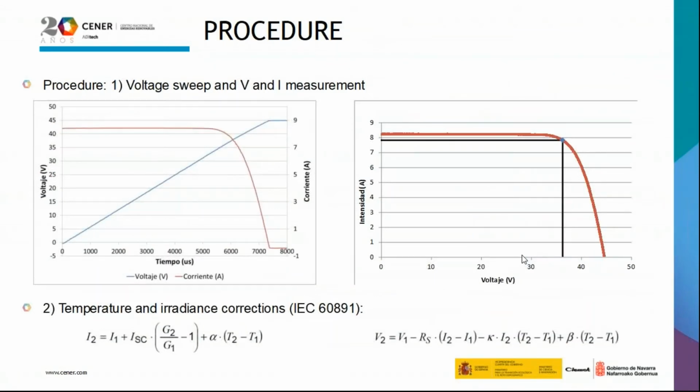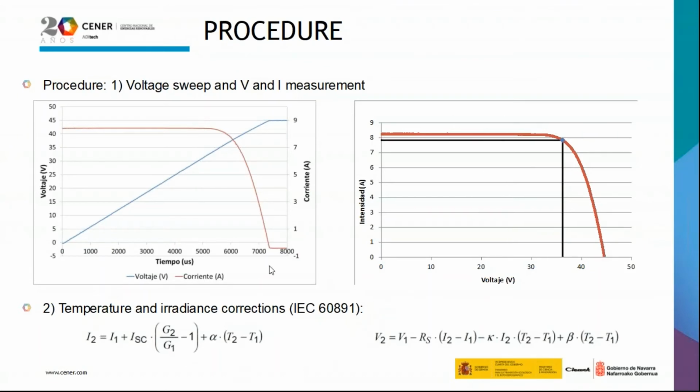So which is the procedure? Well, I have mentioned before that you have to do a voltage sweep. During the measurement, you change the voltage. The current will change as well, and you have to measure both values. So you get the IV curve.